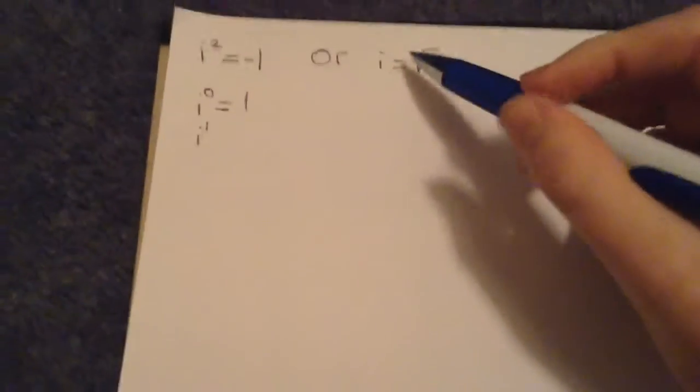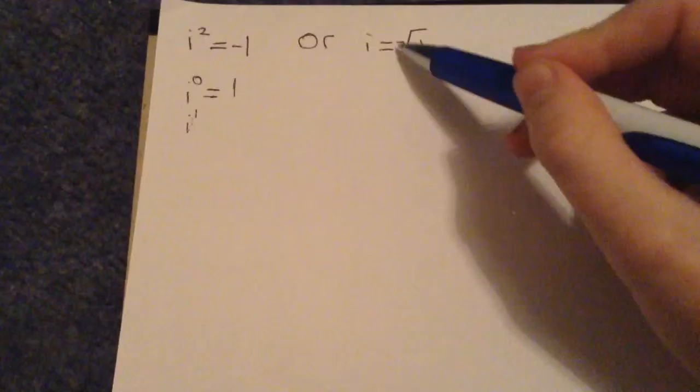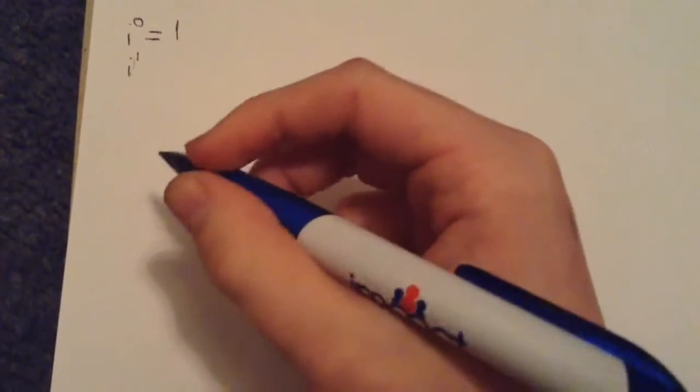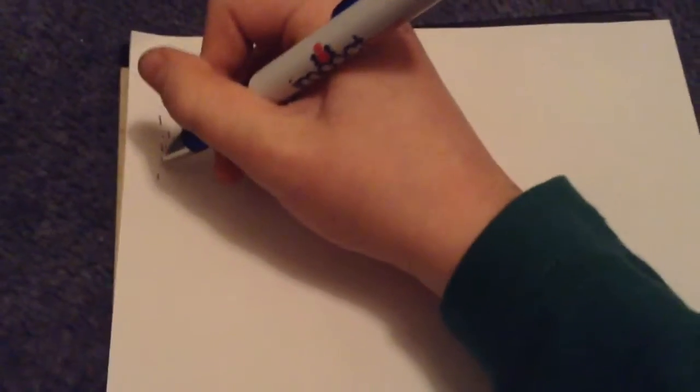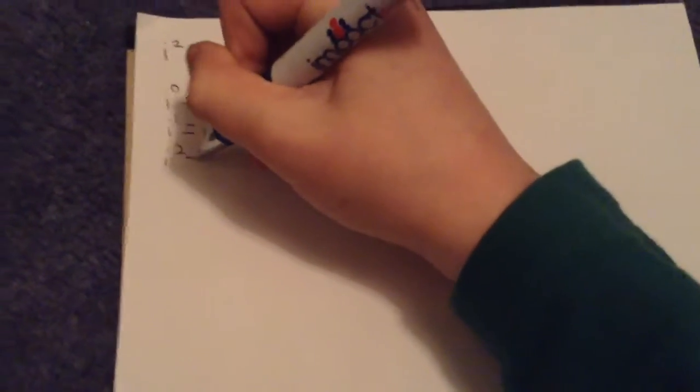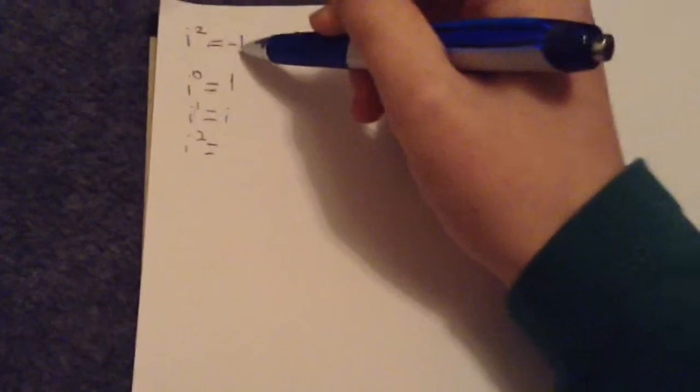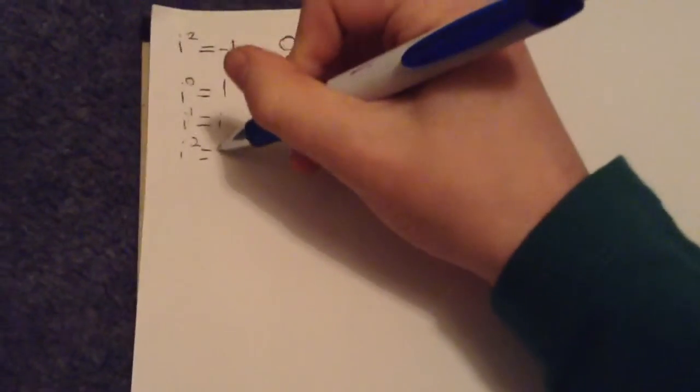Now, I know i to the first power is equal to i, but for this I'm just going to say that's going to be equal to i. You'll see later. So anyway, i squared. Now, i squared, as it says up here, is -1.